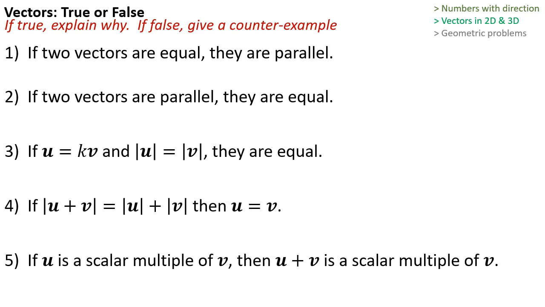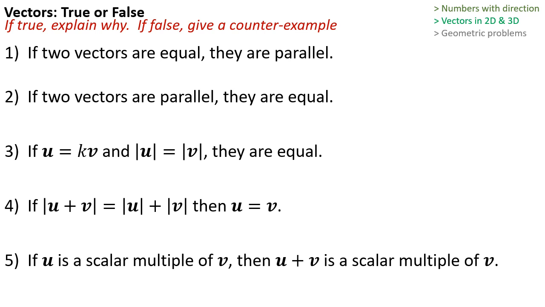If u equals kv, you'll notice that u and v are in bold, k is not. That means u and v are vectors, k is a scalar, some quantity. If u equals kv and the size of u equals the size of v, then u and v are equal vectors. That's what number 3 is saying.